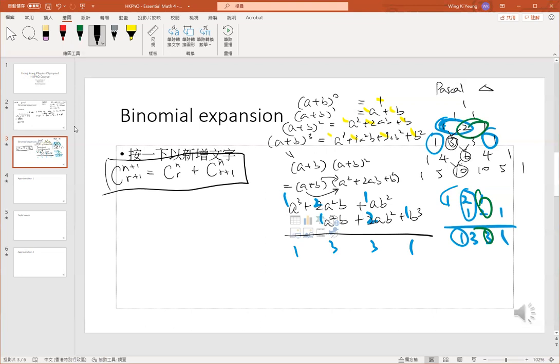But actually, we are not going to use it so often in the convention, I just teach you in case you need it. So a plus b to the power n can be written as, if I'm using a summation sign, the formula will look like this one.